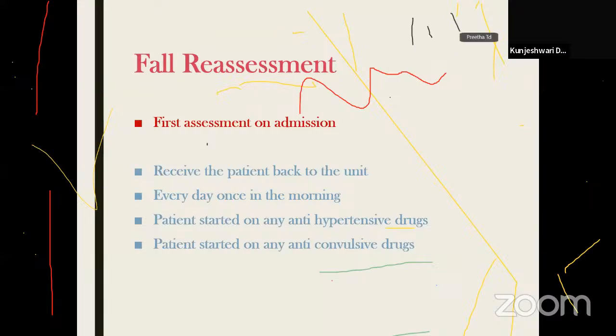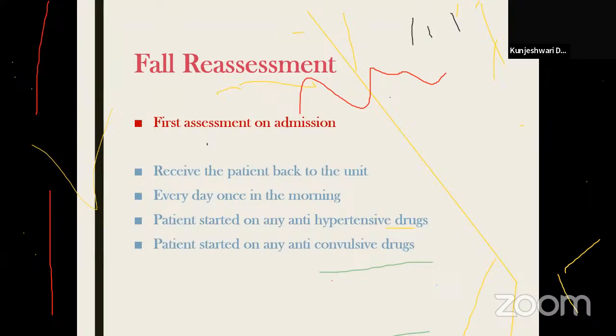When do I do another reassessment? If I receive the patient back to the unit, every day once in the morning, that is the protocol in most hospitals, we can make it at 8 a.m. You will do an assessment. Then any patient started on any antihypertensive, I told you in the fall risk assessment, please remember, because it can make a lot of difference in their walking, and suddenly they will get giddiness, or suddenly the BP will go down because of the drug. So any antihypertensive, you have to reassess.